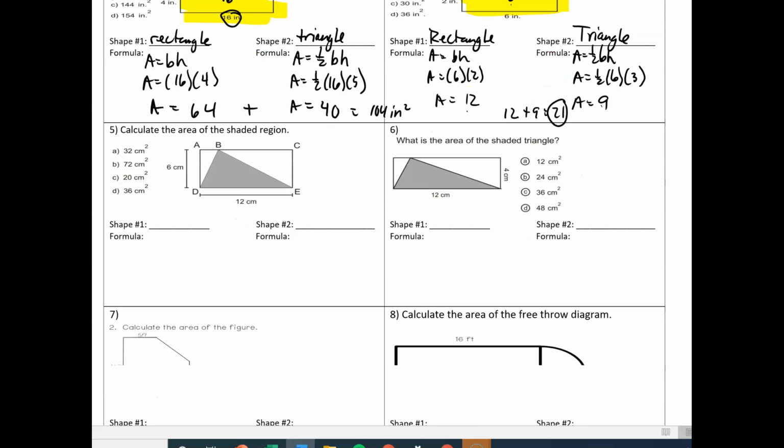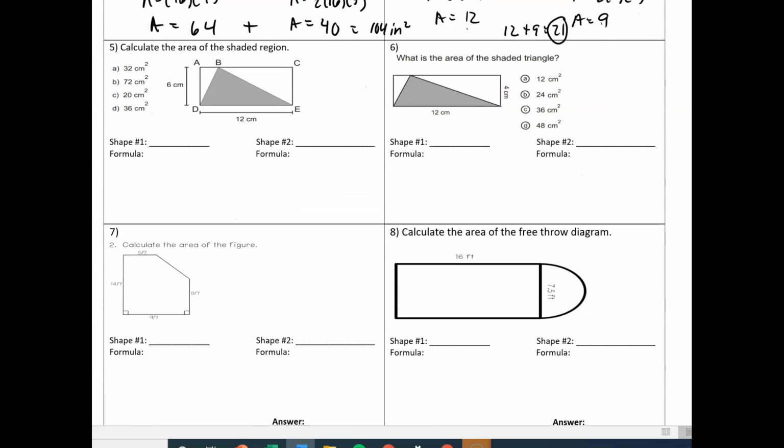The next two problems look complicated, but they actually are not. It says calculate the area of the shaded region. You do not need to subtract anything. You don't need to find the rectangle and then find the triangle and subtract those two. Here's why, because the triangle is shaded. Usually they would have the rectangle be shaded and say find the area of the rectangle without the triangle. But really you just need the area of the triangle here.